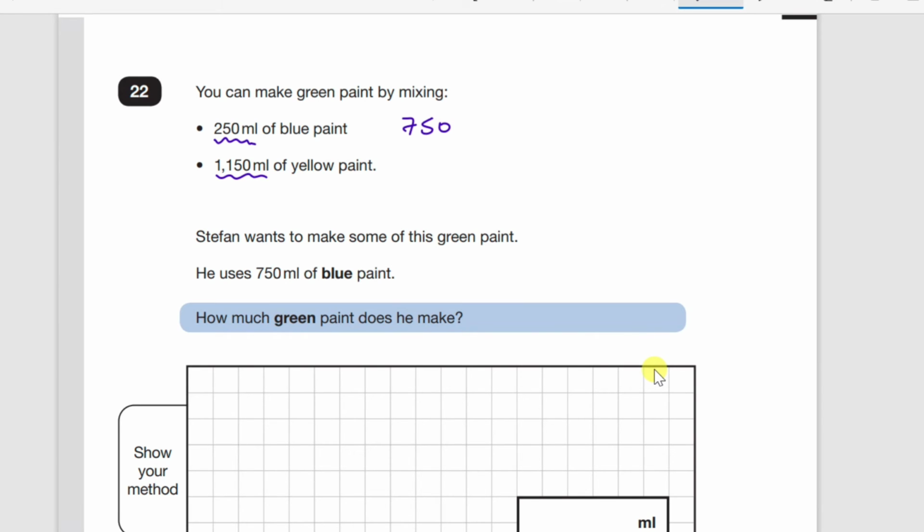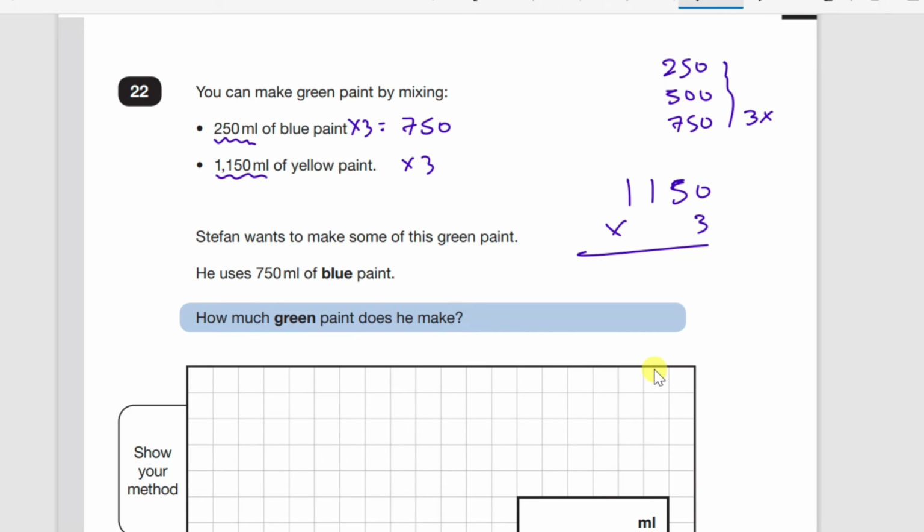Well, if we keep adding 250s, you'll realize in 250 times tables, you get 250, 500, and then 750. You can see that it's 3 times bigger. So he needs 3 times the amount of yellow paint and 3 times the amount of blue paint to get what he needs. So let's firstly work out 3 times yellow and then add up the answers to get the green. So 1150 times 3.